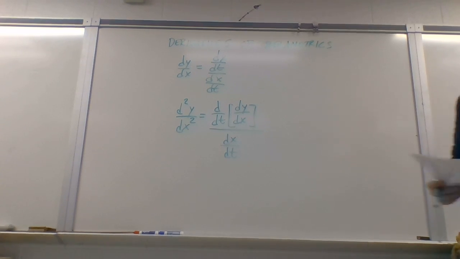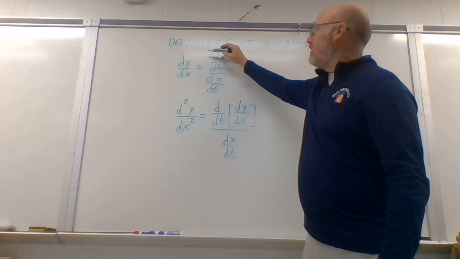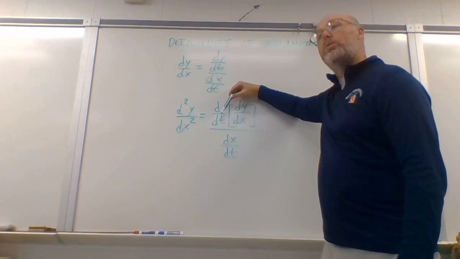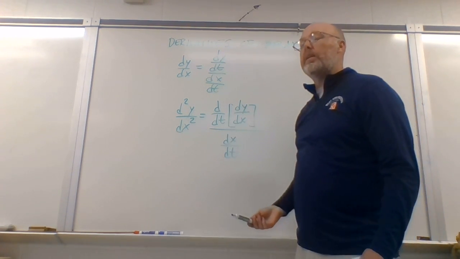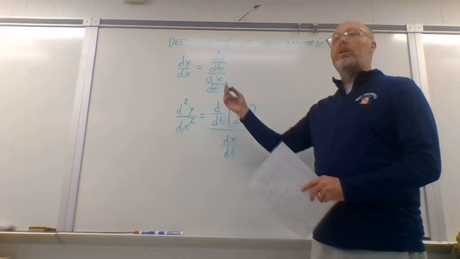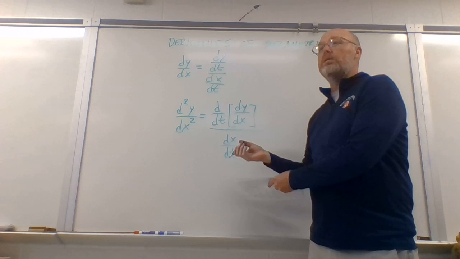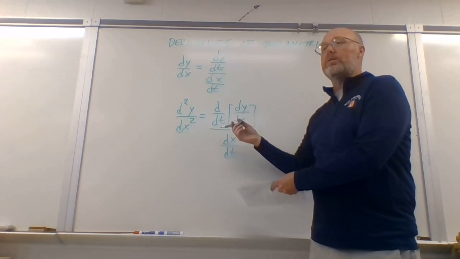So the top one, the dy over dx goes into that. This answer would go right here, and then you would take the derivative of it with respect to t and divide through by dx over dt. That's what it's saying. But you'll already have most of this done, won't you? You'll just have to take the derivative of the top with respect to t.